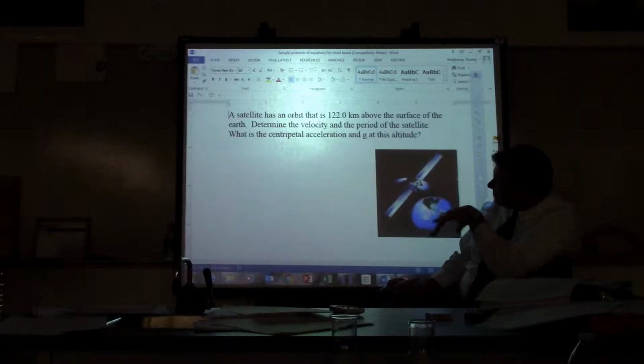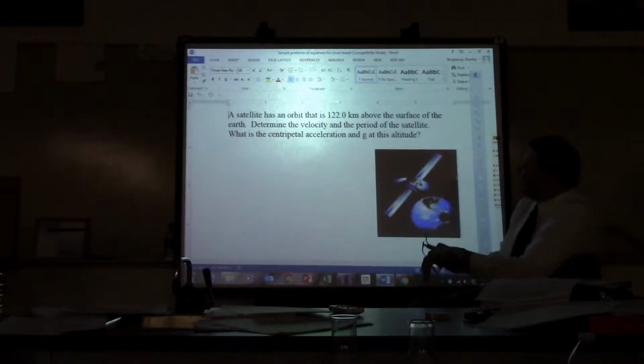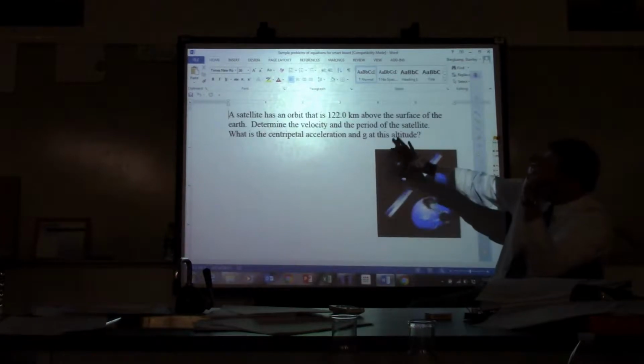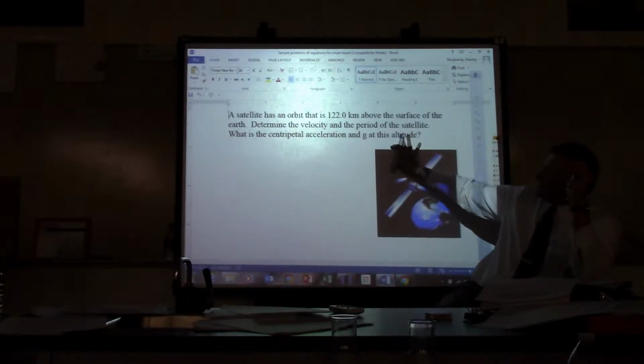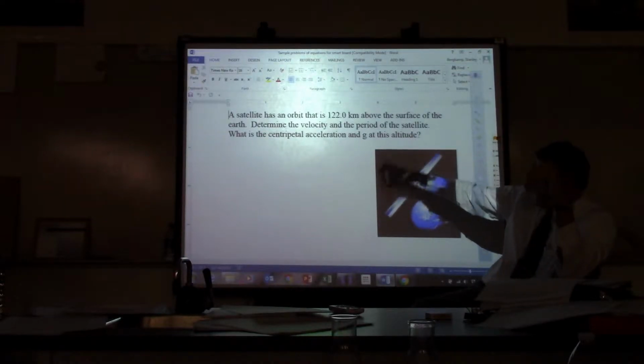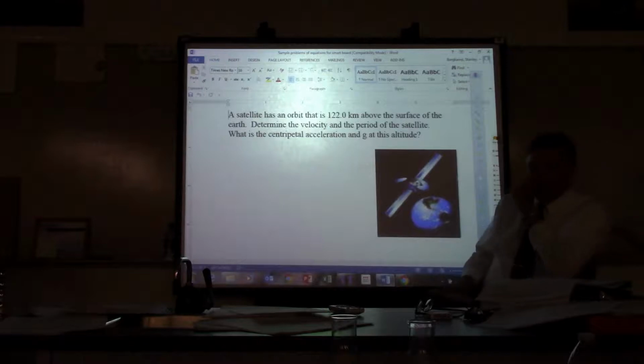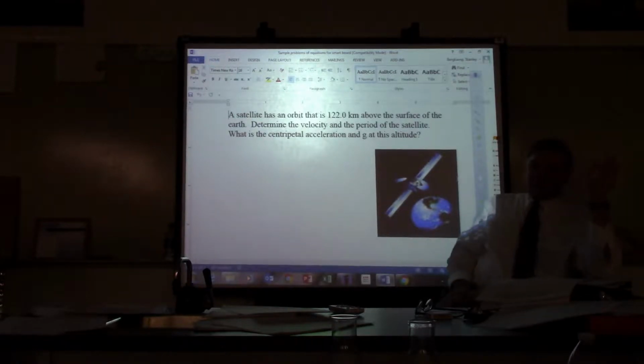So if you can do all of this, we'll be all right. You've got a satellite 122 kilometers above the surface of the Earth. Determine the velocity, the period, the centripetal acceleration, and g at this altitude. So there are four things that we need to do, and if you start wrong on this problem, everything is going to be wrong.